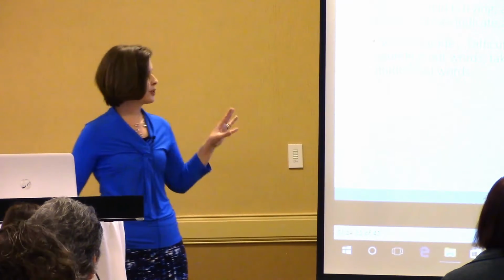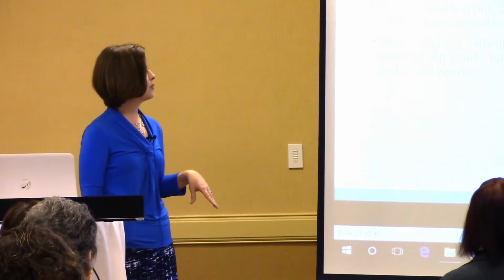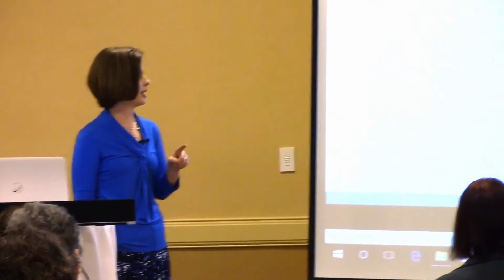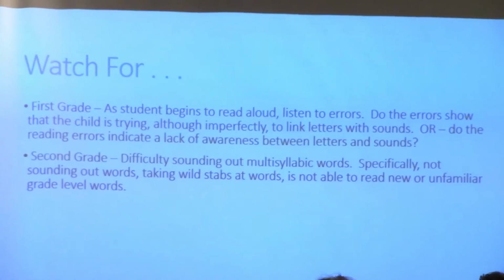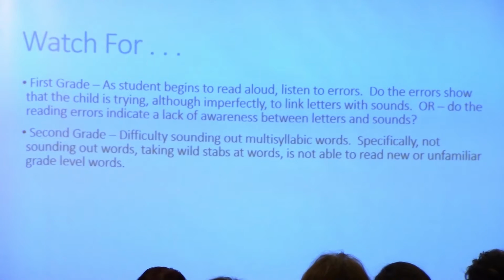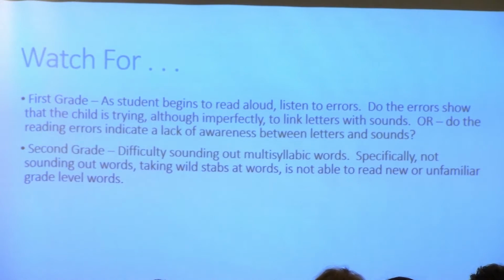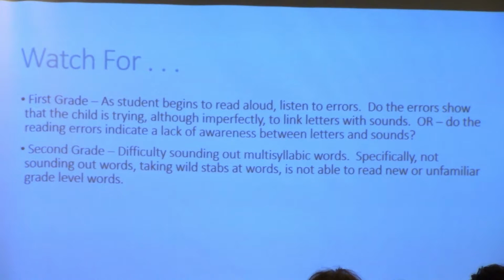What do you watch for? First grade students. As students begin to read aloud, listen to the errors they're making. Do the errors show that the child is trying, although sometimes imperfectly, to link the letters with the sounds? So, I could tell that they try to sound out that word. Or, when you look at the errors that they're making, does it seem to show an utter lack of understanding of the letters and sounds? Are they just guessing? I'm going to pay attention to that. What I want to see in the errors is that they're making an attempt to link the letters with the sounds.